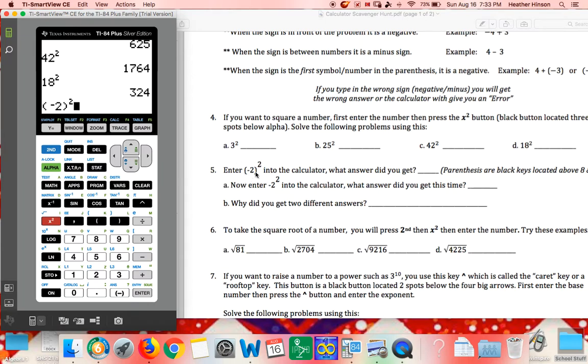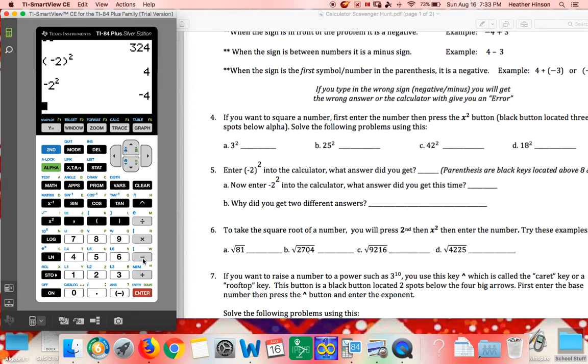Parentheses, -2, close parentheses, then squared. If you enter on that, you're going to get 4. However, if you do what A says and don't put the parentheses, just put a -2 squared, what answer do you get that time? Well, if you leave off the parentheses, you're going to get a -4.